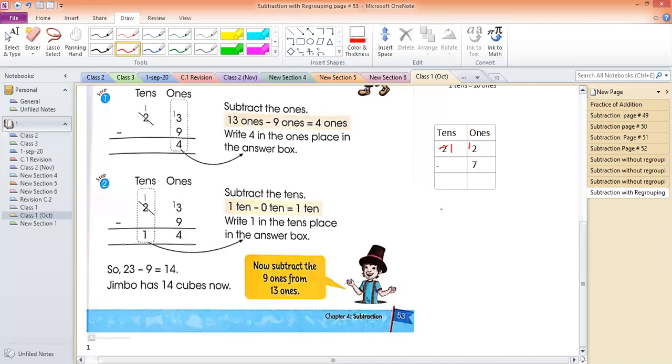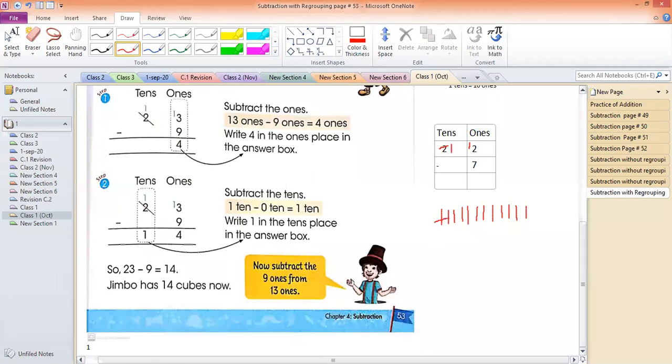So I draw 12 lines: 1, 2, 3, 4, 5, 6, 7, 8, 9, 10, 11 and 12. This is now 12. How much do you need to minus? You need to minus 7, cut 7 lines.